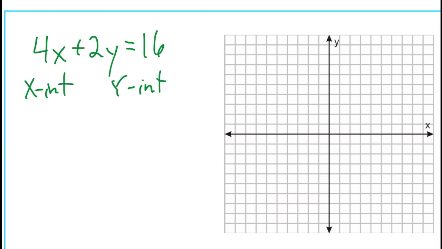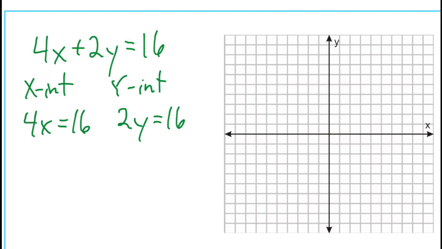If I want the x-intercept, I'm letting y equal 0, and I know that's just going to leave me with 4x equals 16. If I want to find my y-intercept, I would let x equal 0, and that would give me 2y equals 16. Everything here is positive, so I don't have to worry about forgetting a negative sign.